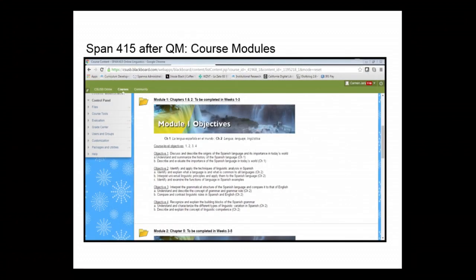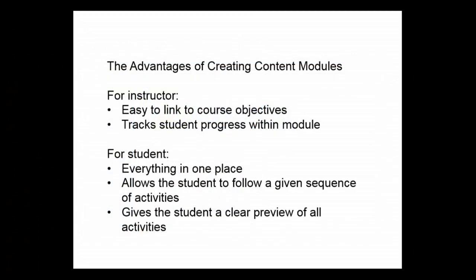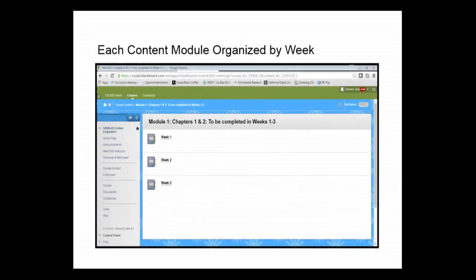There's 4 modules in total by chapter. So then you have the module level objectives that are listed on Blackboard, and they're tied to each of the chapters and each of the activities that students complete for the modules. Well, what is the advantage? For the instructor, it's easy to link the activities to the objectives and to track the progress for students. For students, everything is in one place. They know exactly what sequence to follow, where to begin, how much they need to do, and so forth.